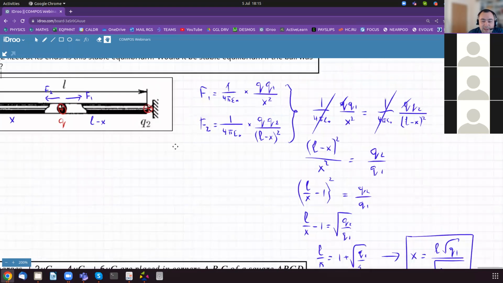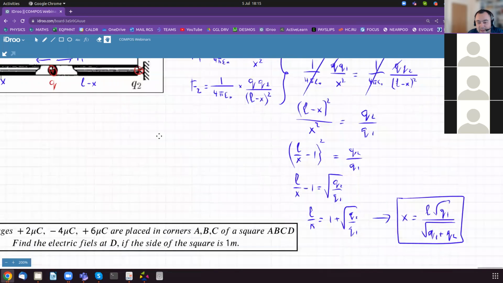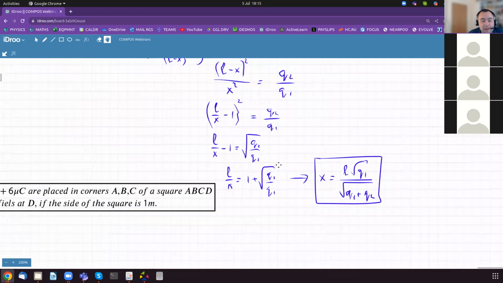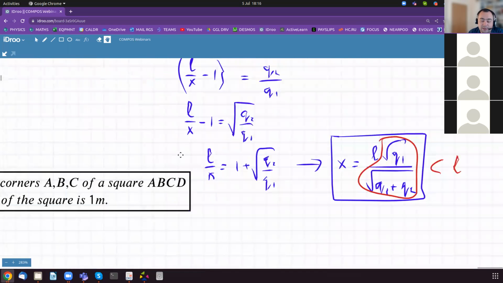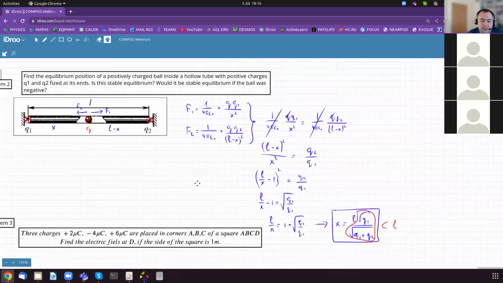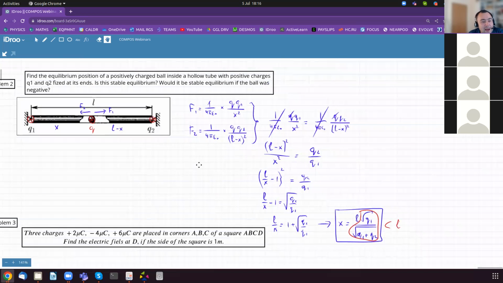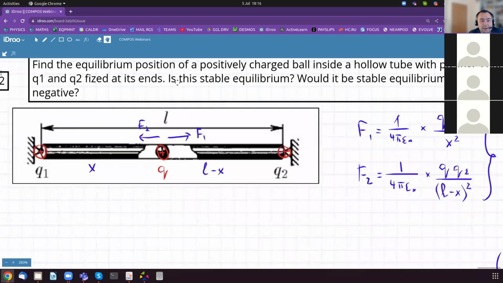The interesting question is, so we found the equilibrium position. We can check that it is in fact less than L, and that makes perfect sense because obviously Q1 plus Q2 is greater than Q1. So this is a fraction which is less than 1. So it is a fraction of L, and it's going to be less than L. That makes perfect sense. This is how I check my answers if I want to. Like, does the answer make sense? It does.